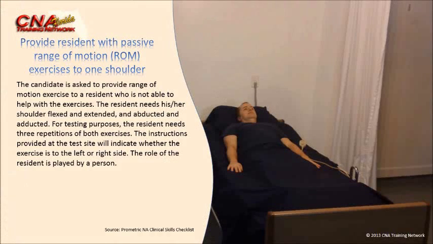One of the skills you may be asked to perform when you take your state exam is to provide client with passive range of motion exercises to one shoulder. The client needs his or her shoulder flexed and extended and abducted and adducted. For testing purposes, the client needs 3 repetitions of both exercises. The instructions provided at the test site will indicate whether the exercise is to the left or right side.